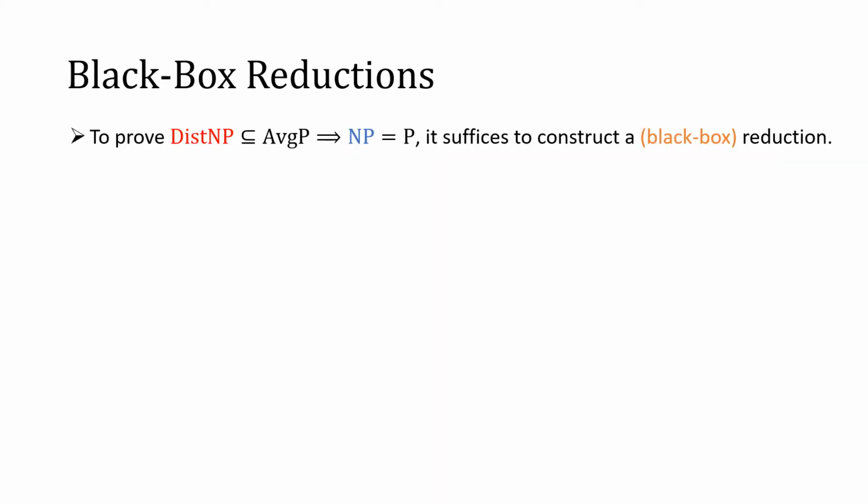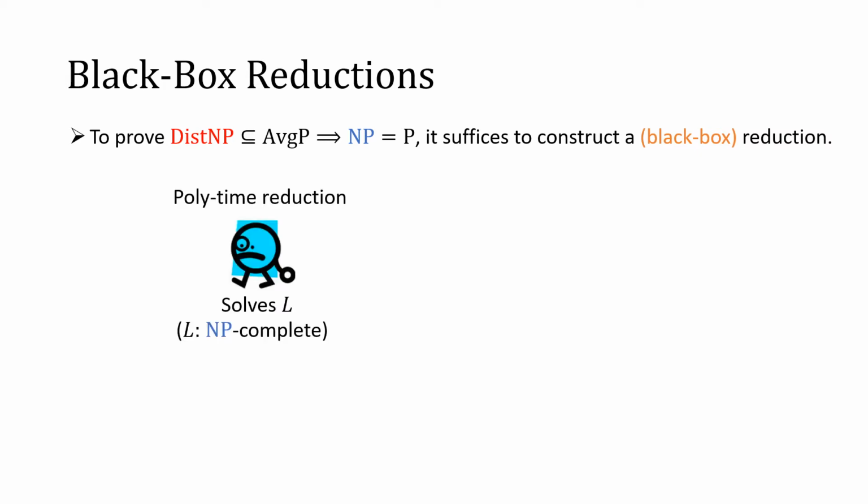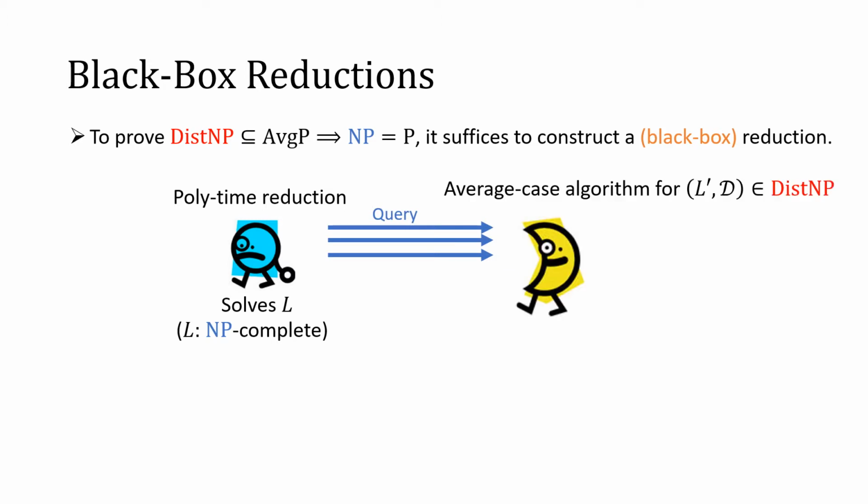Let's consider the following naive approach to prove the implication. Namely, let's say we would like to prove that assuming that NP is easy on average, NP is easy in the worst case. In order to do that, it suffices to construct a reduction that looks like this. We'd like to design a polynomial time reduction that solves the problem L, which is some NP complete problem, and the reduction makes a bunch of queries to an average case algorithm that solves some distributional NP problem, and given that answer, we would like to solve some NP complete problem in the worst case sense.